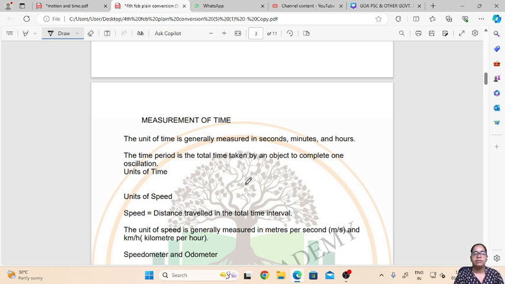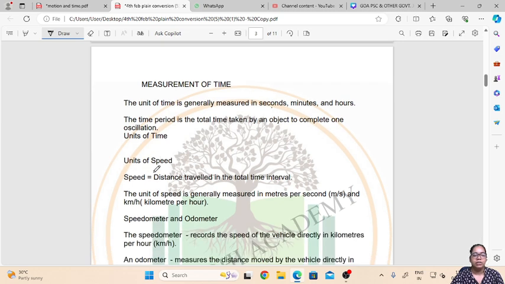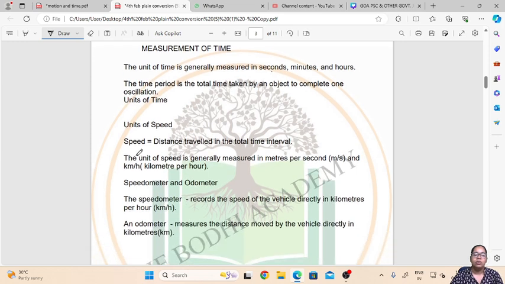So the time period is the total time taken by an object to complete one oscillation, and the units of time are measured in seconds, minutes and hours. And yesterday we saw the concept of speed. So speed is basically distance traveled in the total time interval, and speed is measured in meters per second or kilometers per hour. So these are the units of speed, and here the units of time are seconds, minutes and hours.